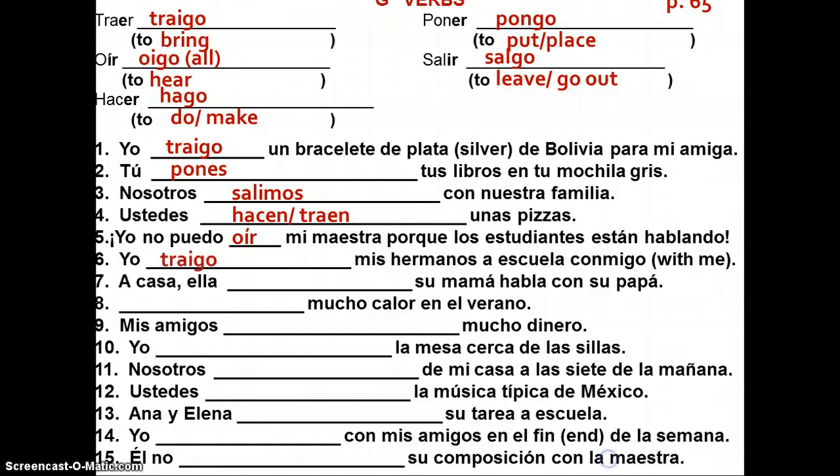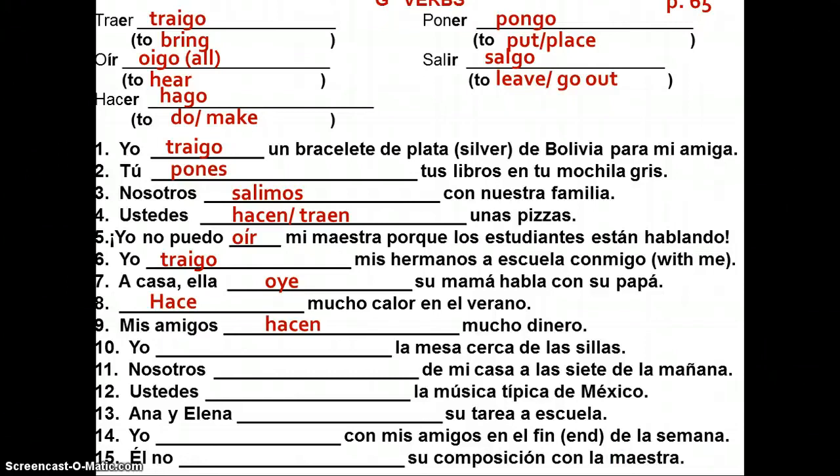Number 6, yo traigo mis hermanos a escuela conmigo. I bring my brothers and sisters to school with me. Number 7, a casa, ella oye su mamá habla con su papá. At home, she hears her mom talk with her dad. Number 8, hace mucho calor en el verano. It is very hot in the summer.